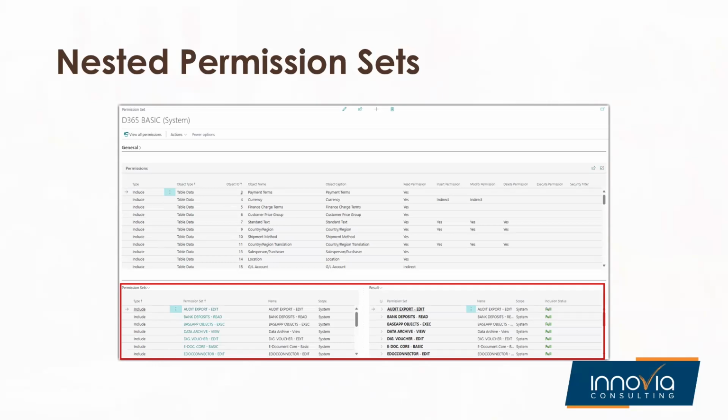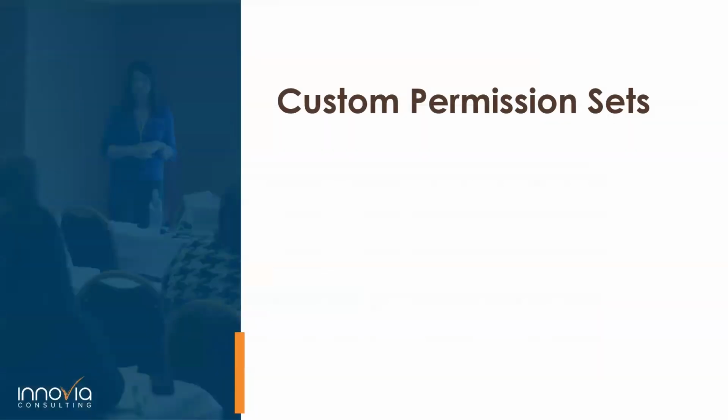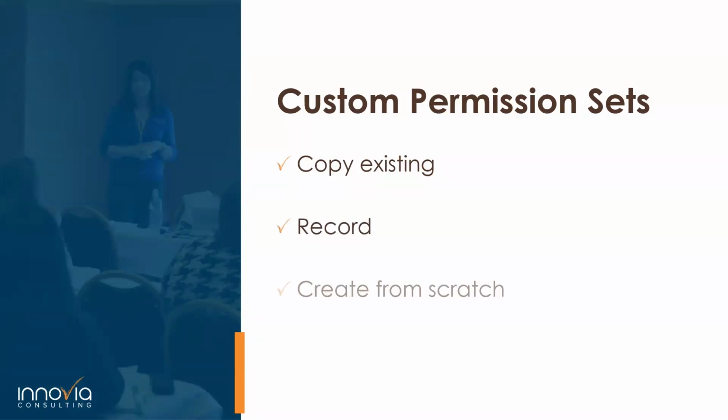So now we're going to get into how can we create custom permission sets. Well, there are 4 ways. The first one, and by far the most common, is copying an existing permission set. Second one is recording. The third one is creating a permission set from scratch. And the last is importing and exporting.